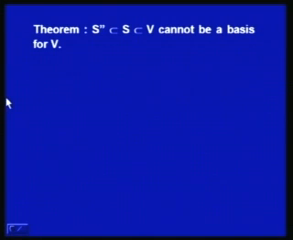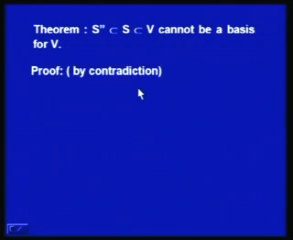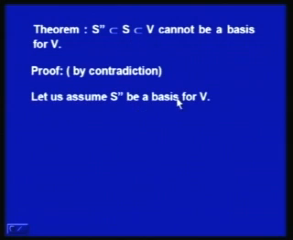And secondly, if we have S double dash, which is a subset of S, it cannot be a basis for V. We prove this by contradiction. Let us assume that S double dash is a basis for V. If S double dash is a basis for V, S double dash is a subset of S.